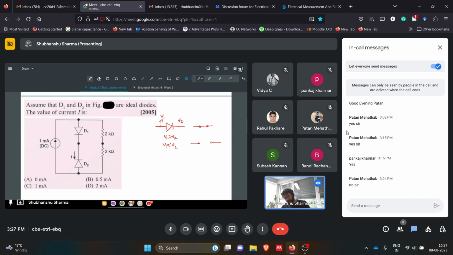So remember, this is a DC signal which is being given here, and it will be having polarity like this. It will be flowing like this. So they are asking what will be the value of this current I. It's very simple.